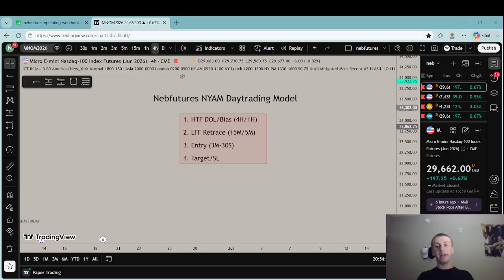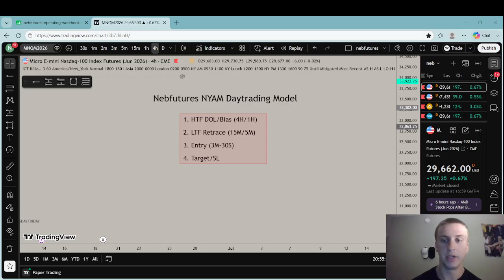Today we're going to be talking about my model and partially my discretion, and why I trade the way that I trade. First, coming onto the charts, we're looking to find our higher time frame drawn liquidity, bias, whatever you want to call it. Higher time frame is the 4 hour and the 1 hour. Higher time frame always holds more power. Drill that into your head. Higher time frame will always hold more power.